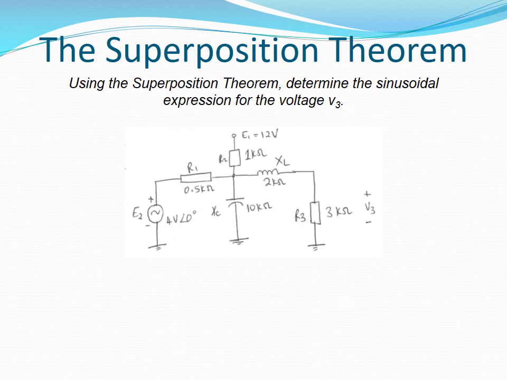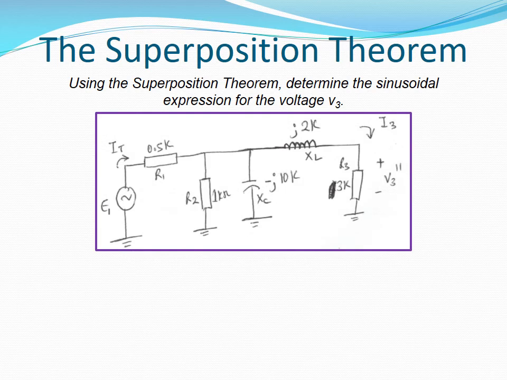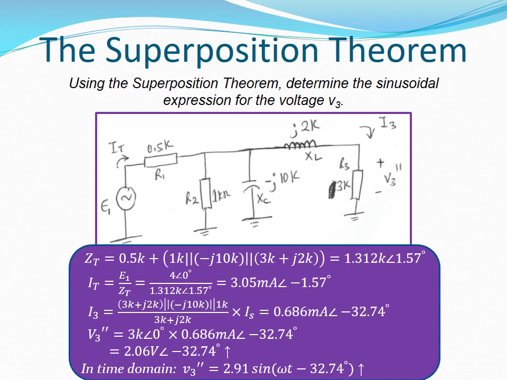To obtain the voltage due to the AC source E2, we short circuit the DC source E1. This is the effective circuit that we remain with. To obtain the voltage V3 double prime, we first determine the total impedance as seen by the source E1. It works out as 1.312 kilo ohms at 1.57 degrees. We then determine the source current IT that flows from E1. It works out as 3.05 milliamps at minus 1.57 degrees.